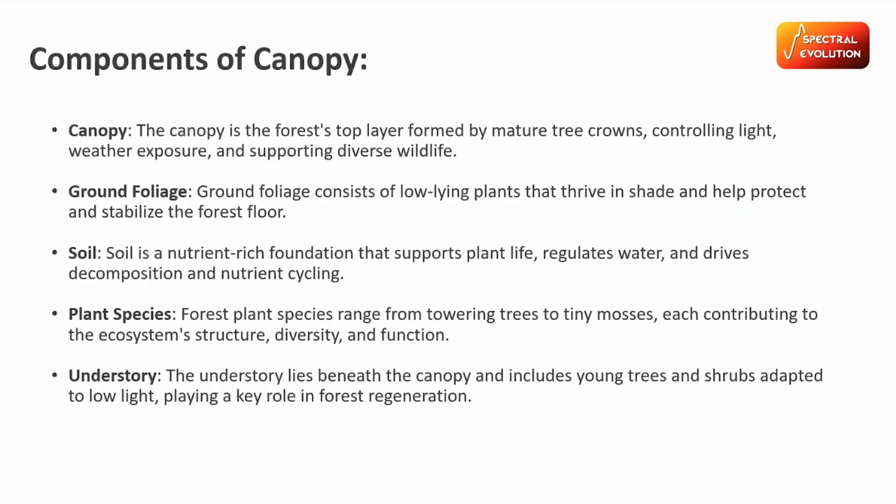So when characterizing canopy, I just want to define some of the terms that will be used for this kind of application. Canopy is the forest top layer formed by mature tree crowns, controlling light and weather exposure and supporting diverse wildlife in the top of a forest system. The ground foliage consists of all the low-lying plants that thrive in shade and help protect and stabilize forest floors. And then underneath that, you have the soil or nutrient-rich foundation that supports all of that plant life, regulates water, drives decomposition and nutrient cycling.